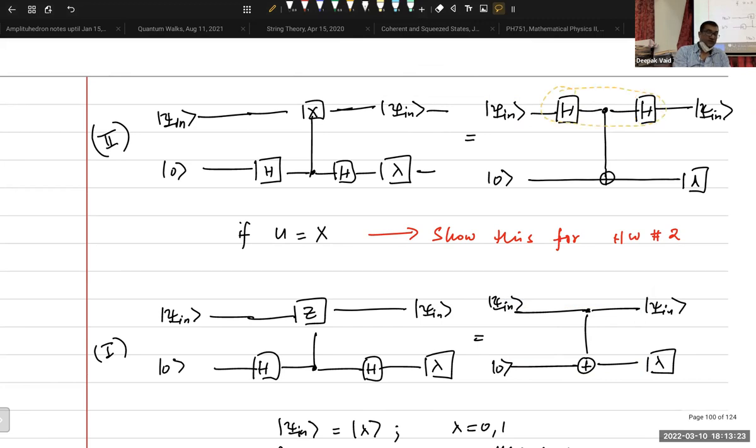So this operation together, what will it do? It will measure the action of X on the state. So therefore, this has to be equal to the circuit on the left-hand side, right? So this is not a mathematical proof. I mean, well, you can, but it's not in mathematical language. That I leave for you for the homework, to work it out step by step that this is indeed the case. Okay.